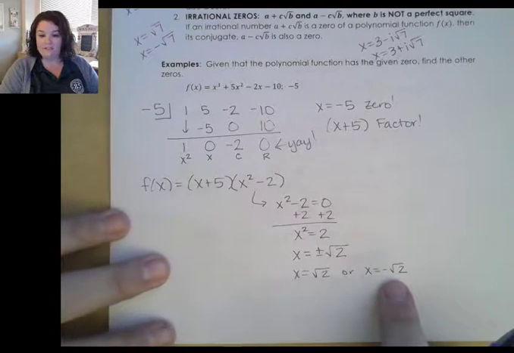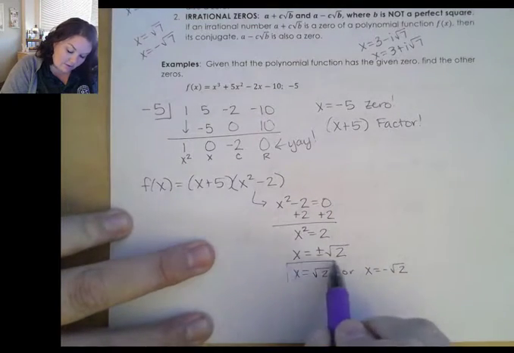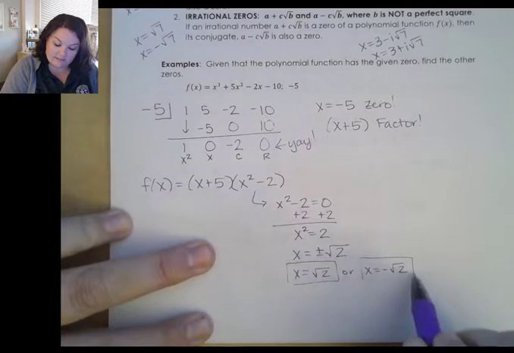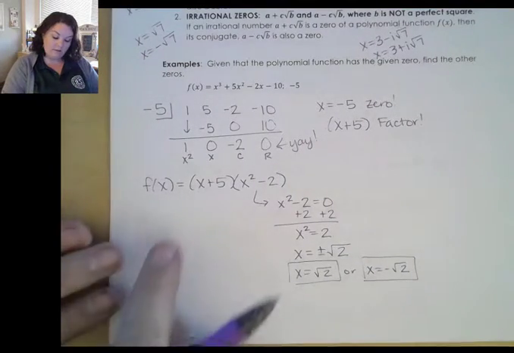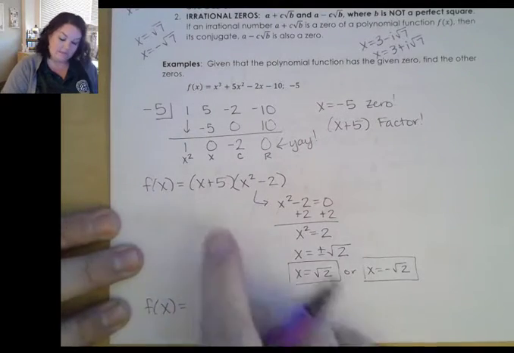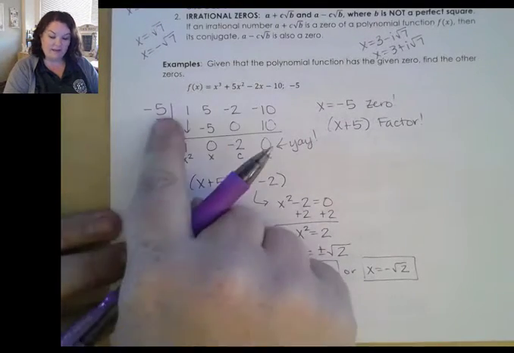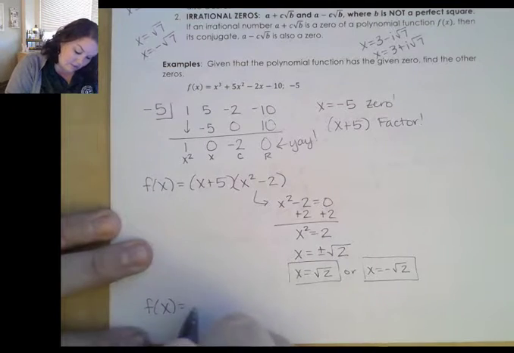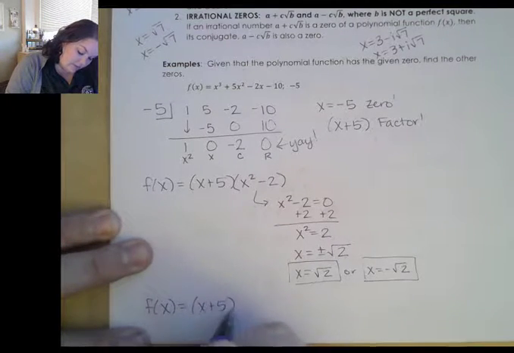One, I found my other zeros, right? These are the other zeros that I was asked to find. But I should also be able to write this function fully factored now, right? Because the first factor, x plus 5, I got off of my first synthetic division. So this is x plus 5.